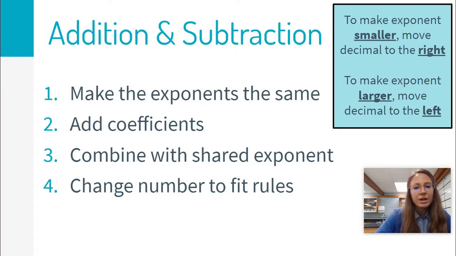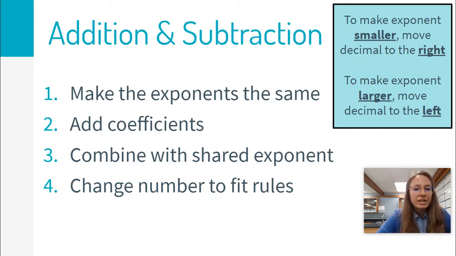on your screen. The first one is that you have to change one of the numbers to make the exponents the same. So if we have one number that is times 10 to the 4th, adding to another number that is times 10 to the 3rd, we have to change one of those numbers so that the exponents are both either 4 or both 3.